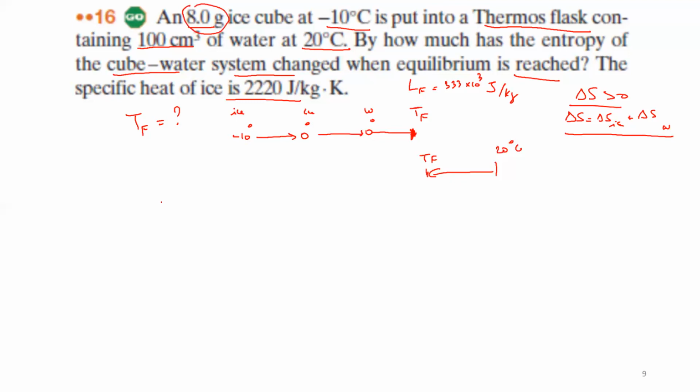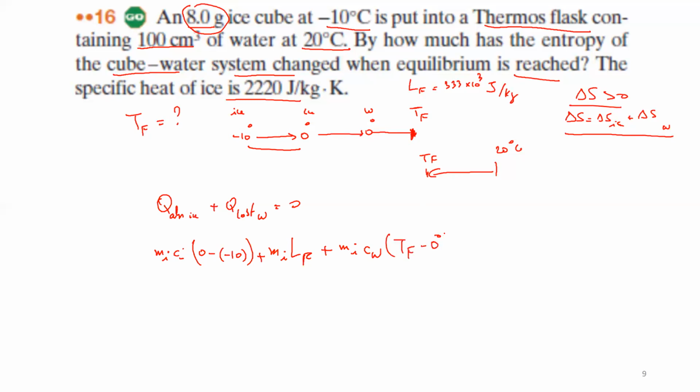What do you say? Of course, you will say that Q absorbed by ice plus Q lost by water is equal to 0. What is Q absorbed by ice? You will have mass ice, C ice, T final minus T initial. So this is the first thing here. So it will be 0 minus 10. And then I will have the heat of transformation, mass ice L_F, plus mass ice C water times T final minus 0.